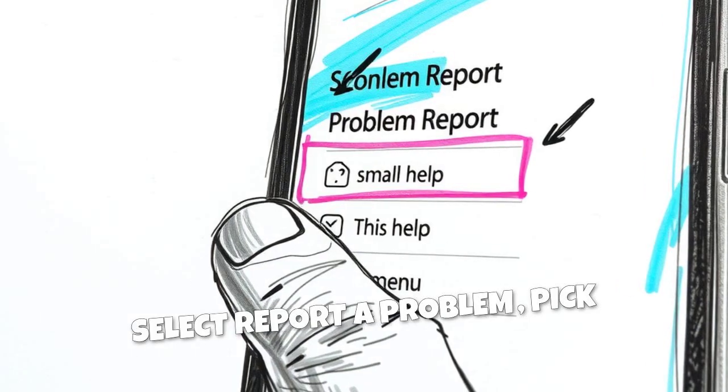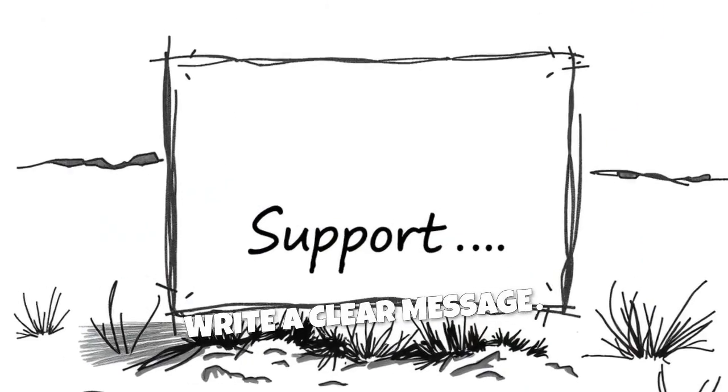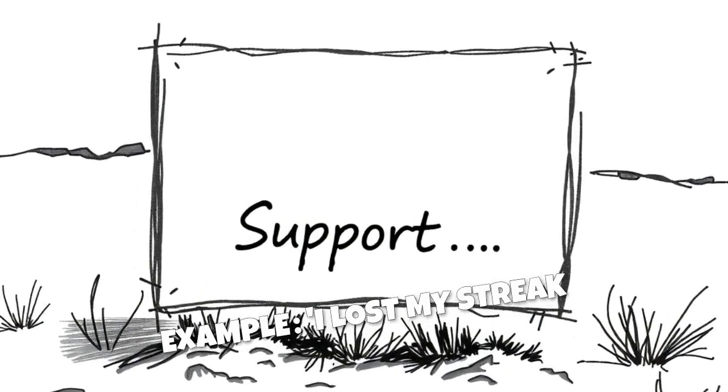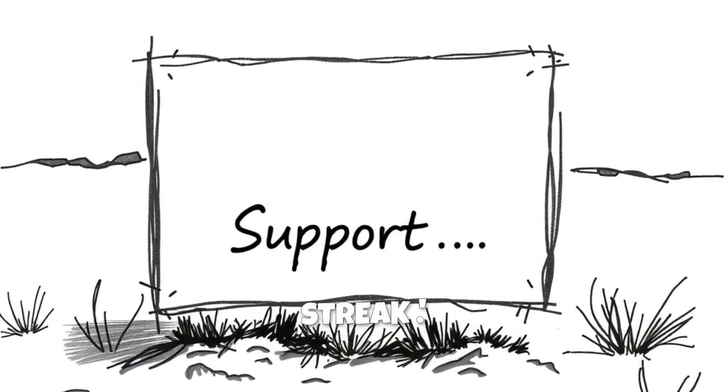Select Report a problem, pick Other, then Need more help to start a request. Write a clear message. Example, I lost my streak when the app crashed on March 15th. Please restore my 42-day streak.